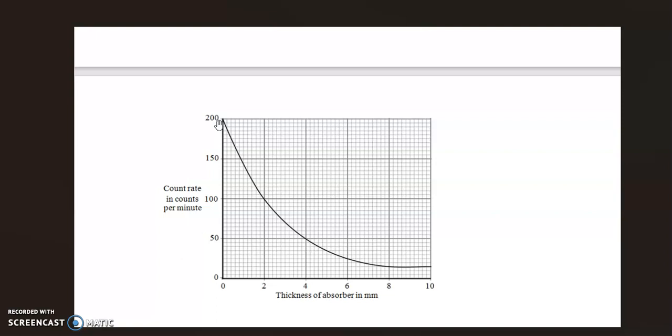So I'm going to work out the half thickness from the graph. I know that the half thickness is the thickness that blocks 50% of the radiation. So half of 200 is 100. So the count rate is 100 and the thickness is 2 millimeters.